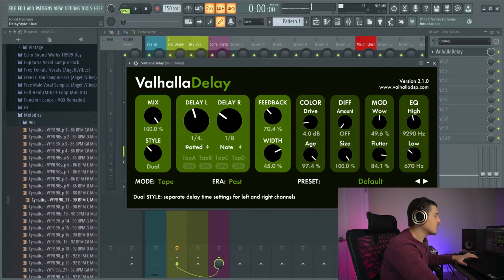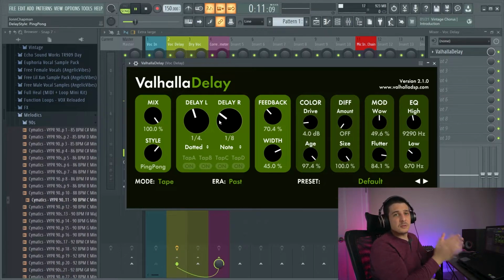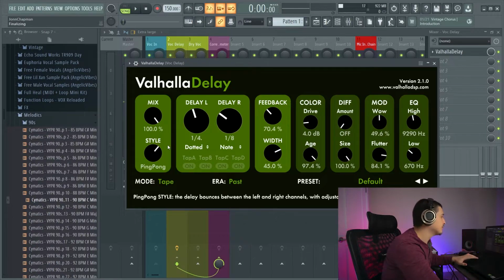Where if we did that on dual, dotted quarter and an eighth, you would get the eighth on the right side the entire time. Here, it only plays the eighth after our dotted quarter. It has to finish a whole cycle before it starts again.